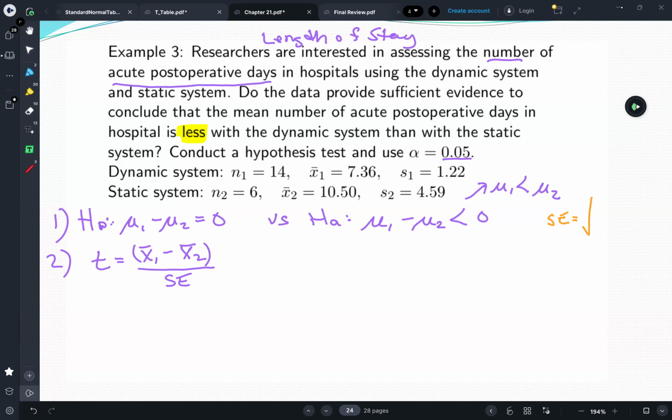So we have here 1.22 squared over 14 plus 4.59 squared over 6. We only have 6 patients in the static and 14 in the dynamic. So there is a difference in the size of these samples, which is fine, but we can get our standard error over here in the margin. Carefully put those into your calculator. Make sure your calculator is working and it's doing everything we need it to do.